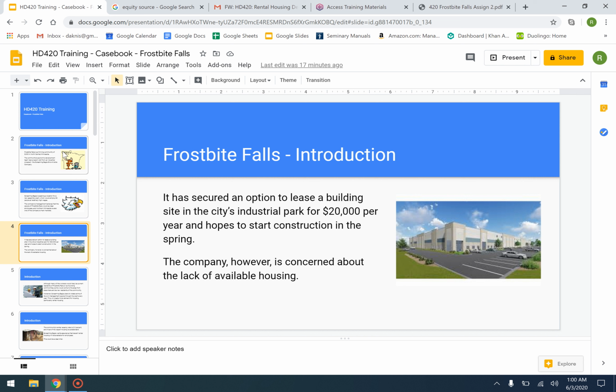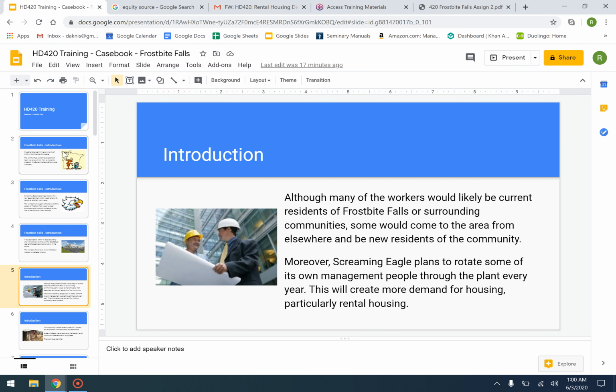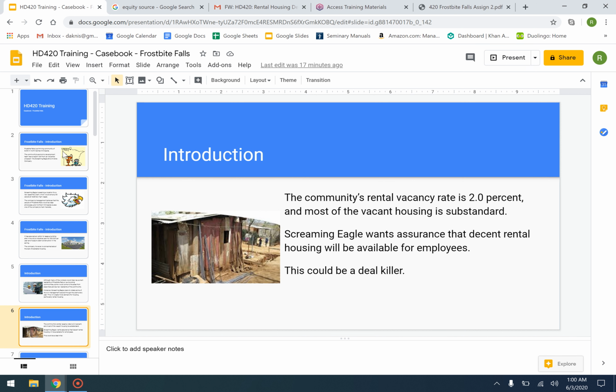They're going to have 80 employees. They got an industrial park that they're going to be doing for 20,000. However, they're concerned about affordable housing. They've got other issues they're going to try and resolve. The local vacancy rate is 2%, but the problem is the housing is substandard.